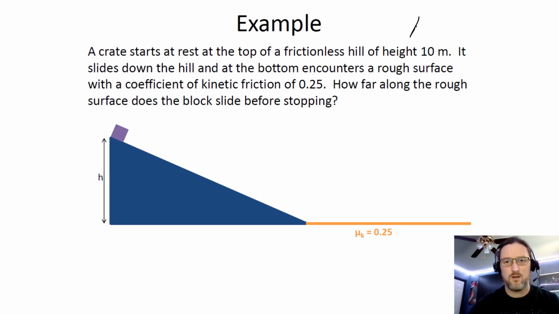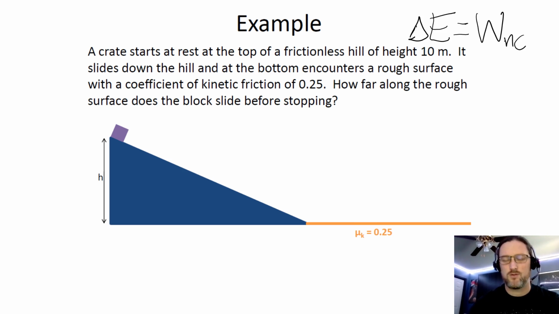Remember our master equation. Change in energy equals work from non-conservative forces. So let's look at this example. A crate starts at rest at the top of a frictionless hill, height of 10 meters. It slides down the hill, and at the bottom it encounters a rough surface. It slides along that surface. Coefficient of kinetic friction 0.25. How far along the rough surface does the block slide before stopping?